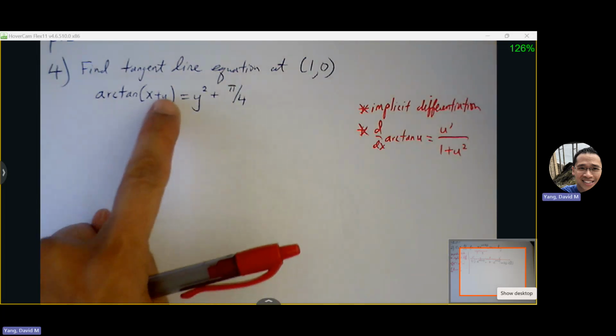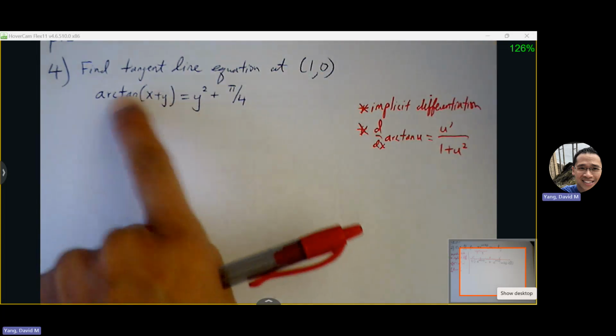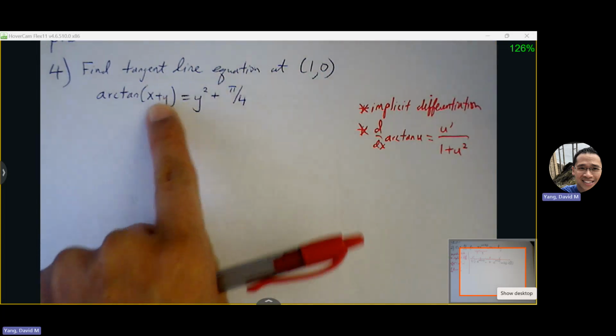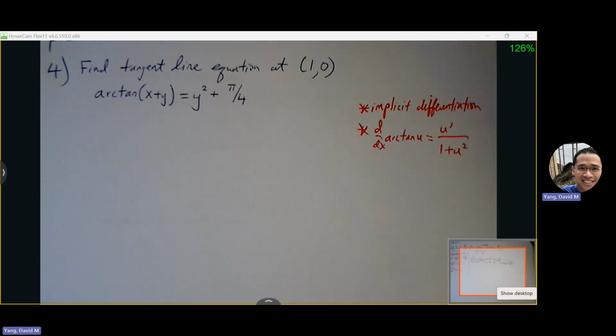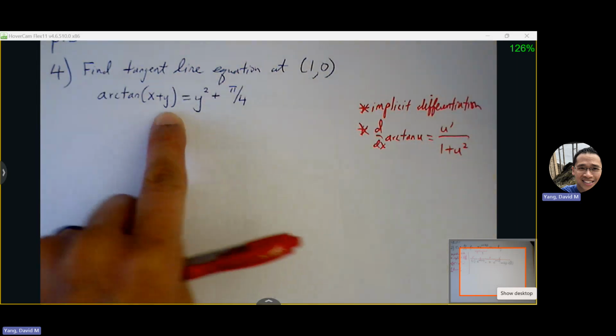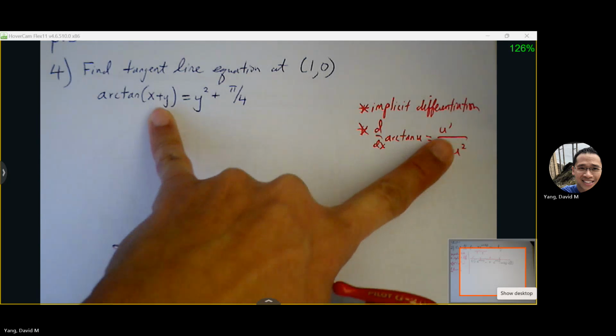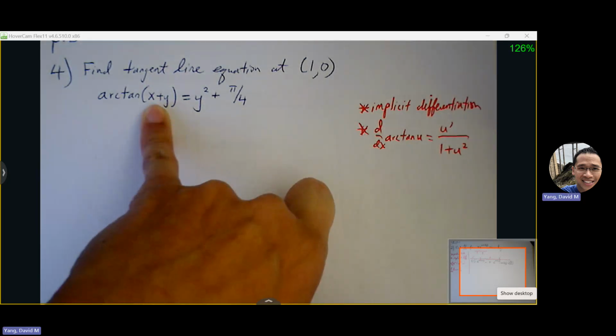Now, careful here. This whole x plus y is our u value. We cannot distribute the arctangent through, right? We can do that if for some reason that arctangent was outside of the x plus y, but that x plus y is inside the arctangent, so we can't distribute. We have to just leave it the way that it gives us, and that whole parentheses is our u value.